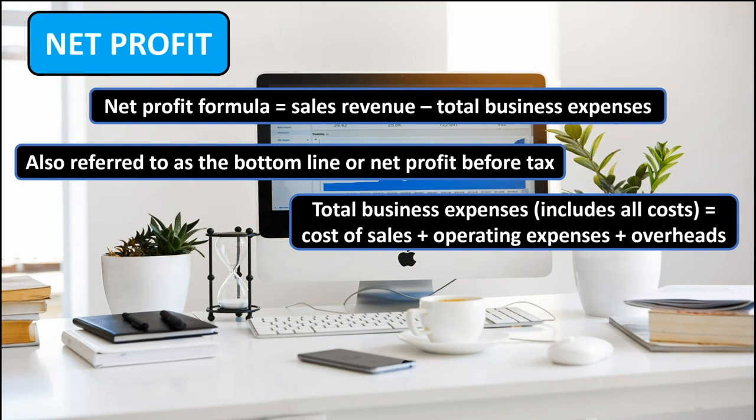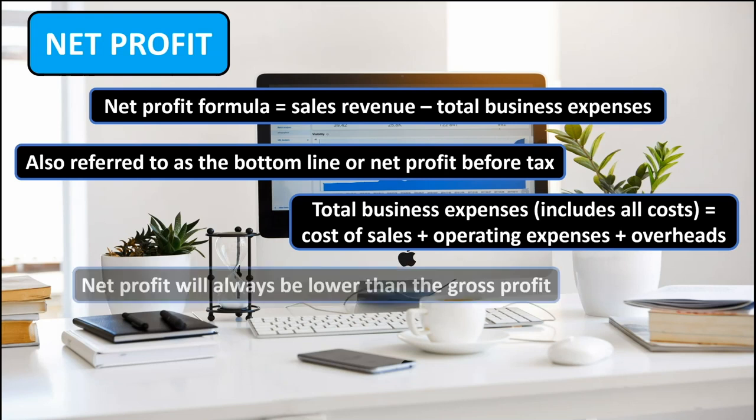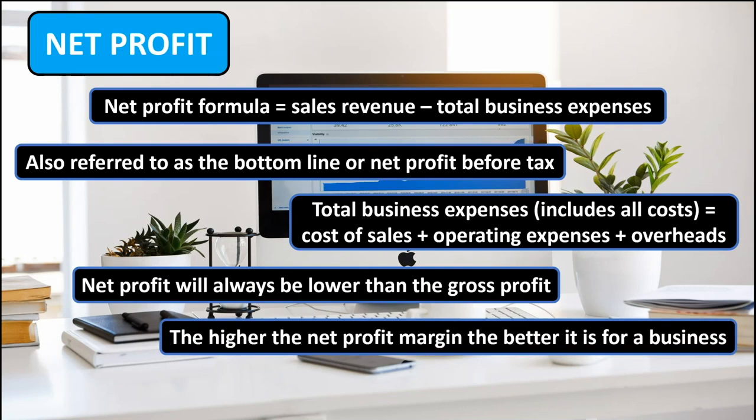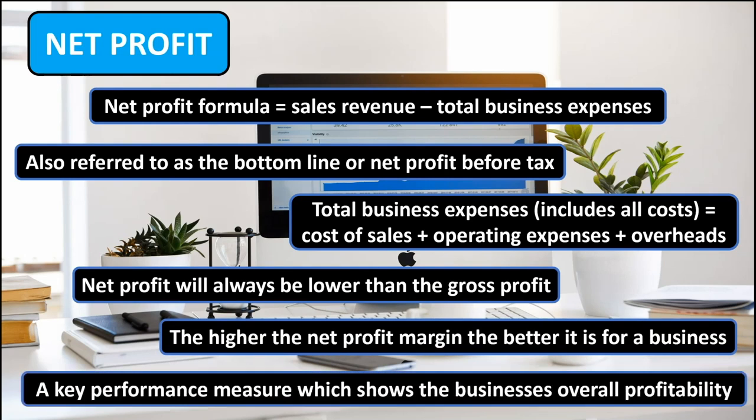Therefore, the total business expenses include the cost of sales figure used in the gross profit calculation, but also includes all other costs such as the operating expenses and all other overheads that are incurred by the business, such as rent and interest on loans. Therefore, the net profit will always be lower than the gross profit. The higher the net profit margin, the better it is for the business, as this shows how profitable the business is overall, a key measure for any business and something that stakeholders would be interested in.